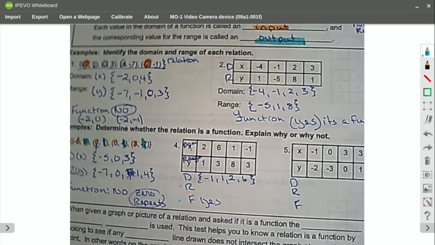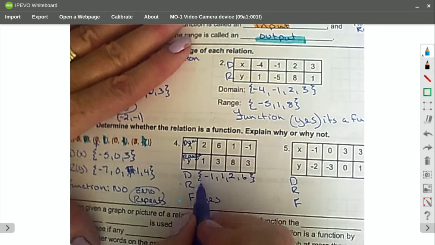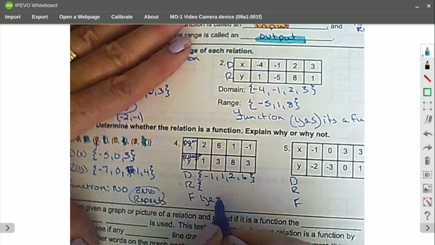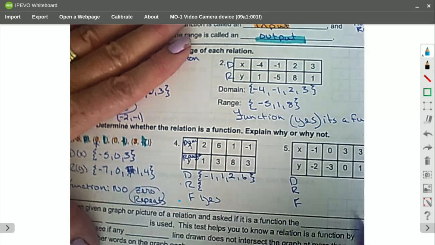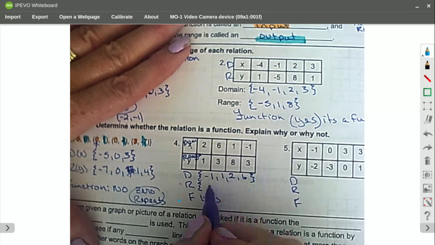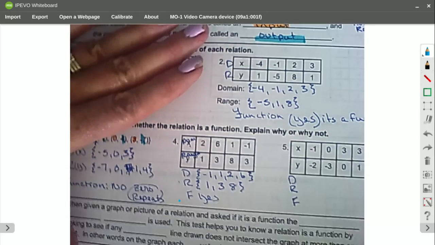And honestly, that's the hardest part about domain and range. You look to see if they repeated. If the answer is no, then yes, it's a function. If the answer is yes, it repeats, then the answer is no, it's not a function. So it's really kind of backwards. All right, what about my range? 1, 3, 8, 3. Range is my set of y's. I don't have to write that 3 but one time. So 1, 3, and 8.